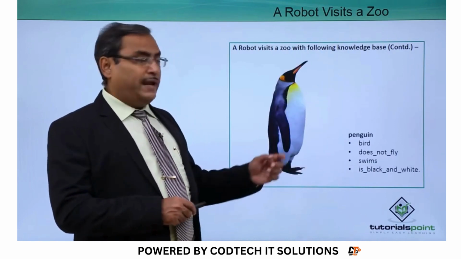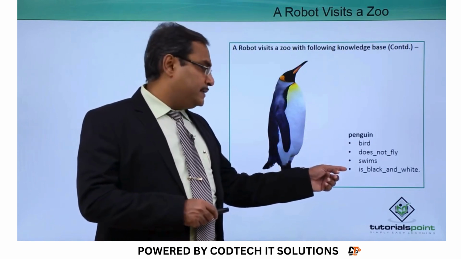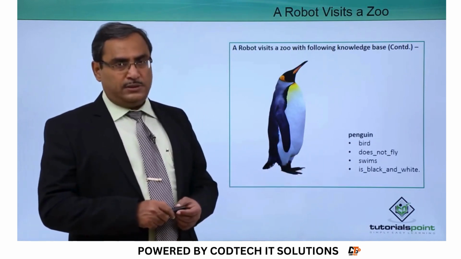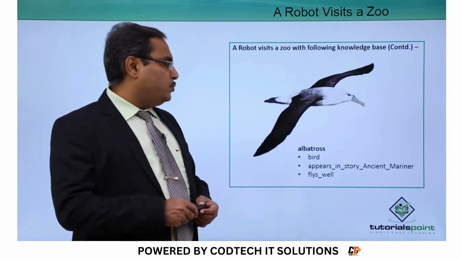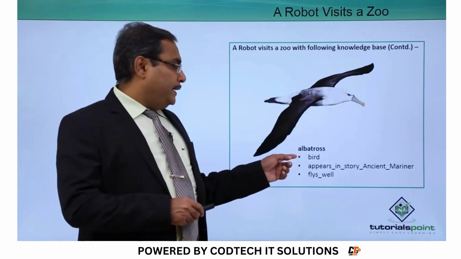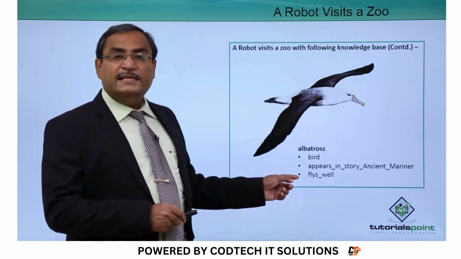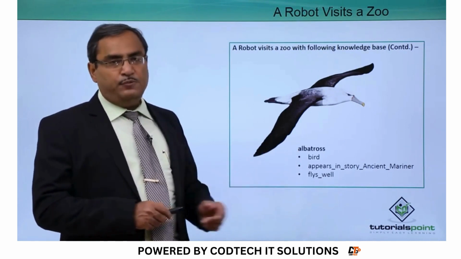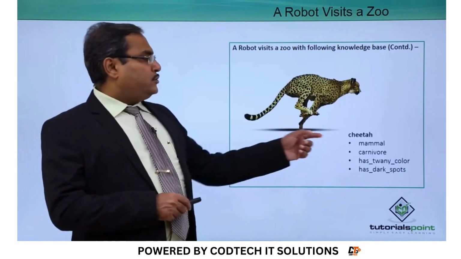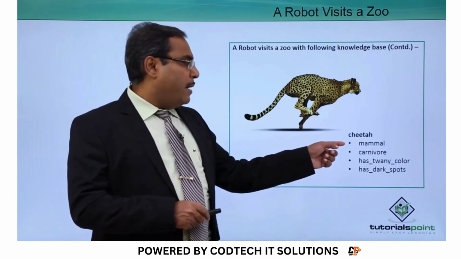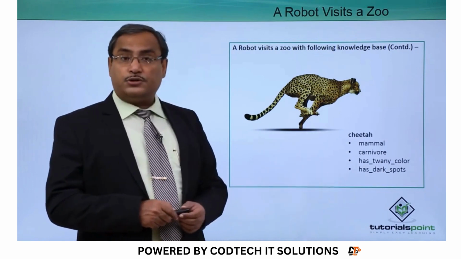Next one is the penguin. Bird, does not fly, swims, is black and white. So this is the respective knowledge base for the penguin. Then we have the next one, the albatross. It is a bird, appears in the story Ancient Mariner and flies well. So this is the respective knowledge base with the robot regarding the albatross. The next one is the cheetah. It is a mammal, carnivore, has tawny color and has dark spots.